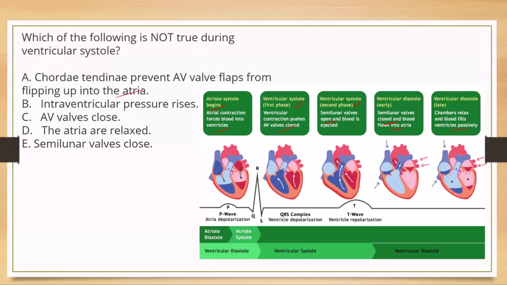Then they are saying that the semilunar valves will close. Is that true? Ventricular systole means ejection. So why would the semilunar valves be closed? They should only be open. So which of the following is not true? Definitely, your answer should be E. So that's how we've analyzed it. Over here, your answer is E, not A. Let me just correct it over here. E is the answer. All right.